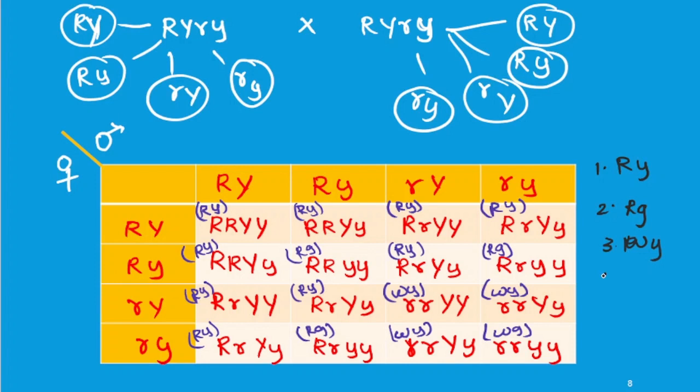So round yellow, how many? 1, 2, 3, 4, 5, 6, 7, 8, 9. So your round yellow is 9 in number. Then how many round green are there? 1, 2, 3. 3 round green. How many wrinkled yellow? 1, 2, 3 wrinkled yellow. And how many wrinkled green? Only 1. So this is your phenotype.